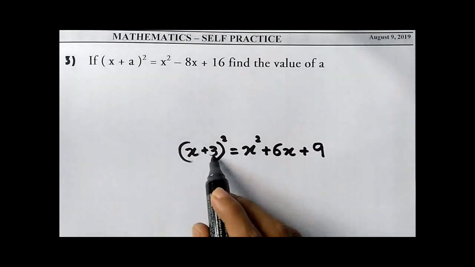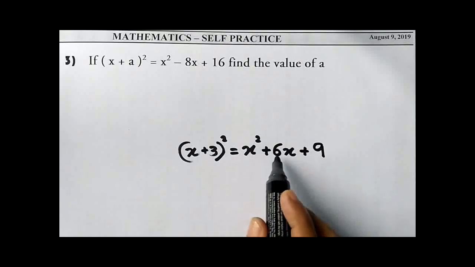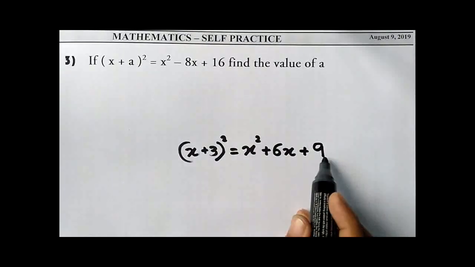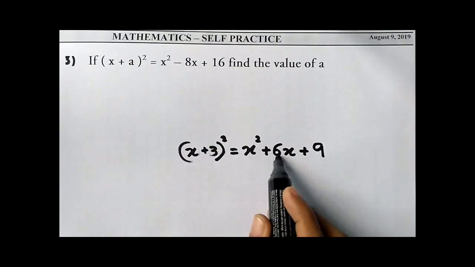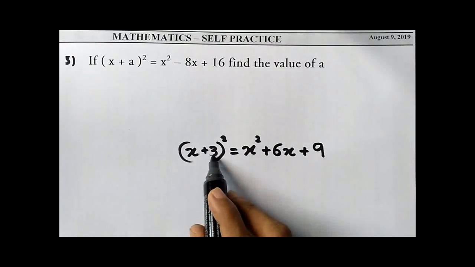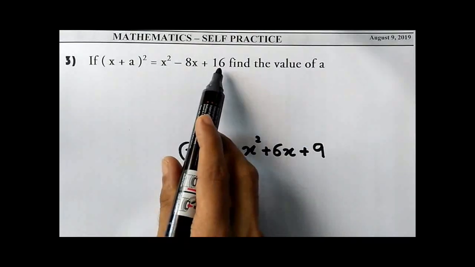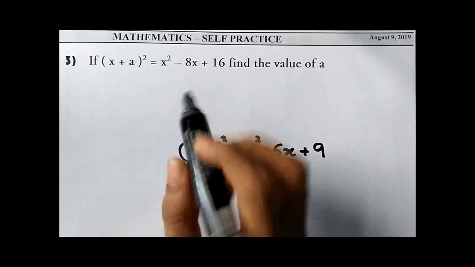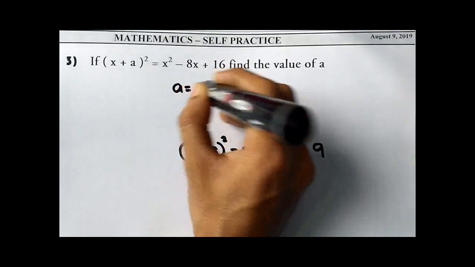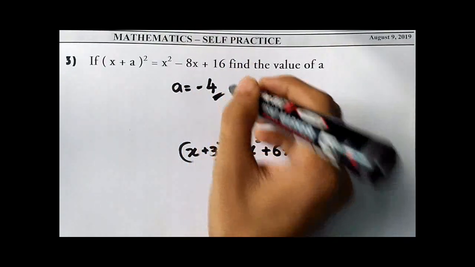So what can we say about the relationship between them? 3, if you multiply by 2, we will get this answer, and 3 squared is 9. Or else in the inverse method, 6 divided by 2 is 3, and the square root of 9 is 3. Same like that, 8 divided by 2 is 4, and the root of 16 is 4. That means the value of a should be 4, and as I mentioned before, the sign should be minus.